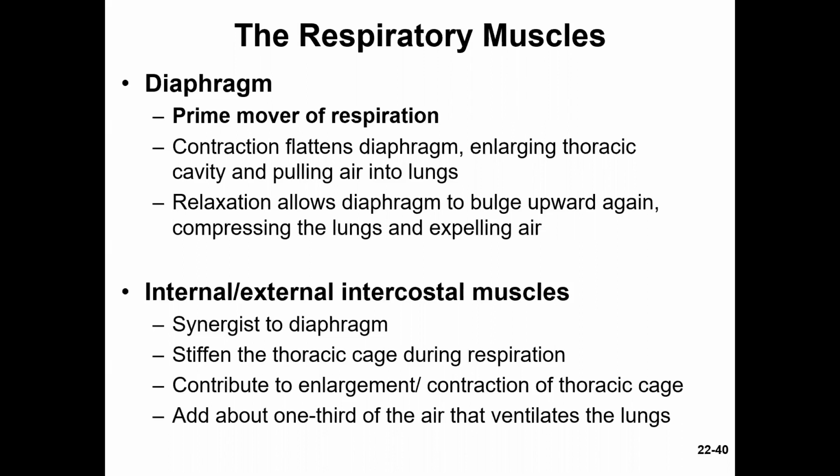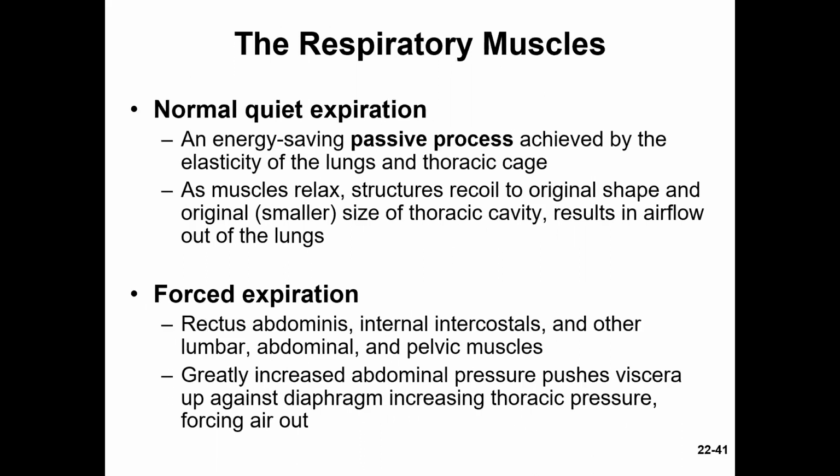Internal and external intercostal muscles. These guys are synergistic to the diaphragm. They stiffen the thoracic cage during respiration. They contribute to enlargement and contraction of the thoracic cage, and they add about 1/3 of the air that ventilates the lungs.